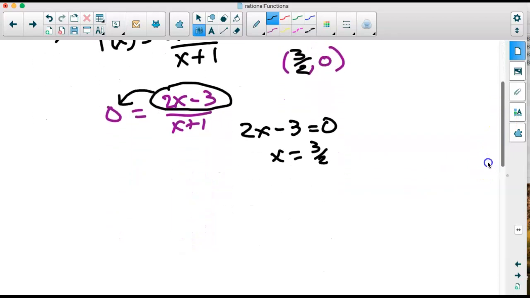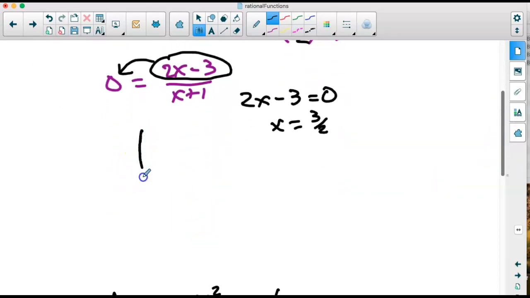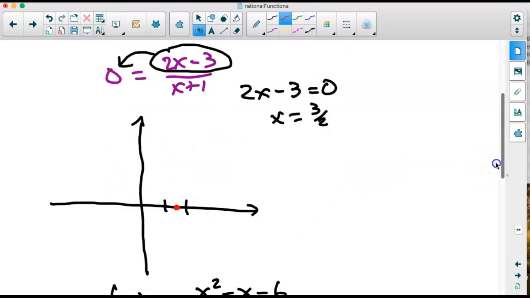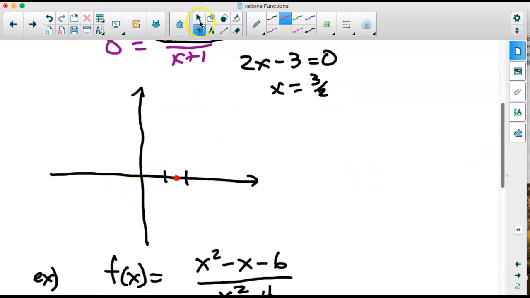Okay, now we can draw a sketch of this graph. We're just going to draw a little sketch. I don't have graph paper, so we'll do the best we can here. We know x equals 3/2, so that's 1.5. That's going to be our x-intercept, so it's going to cross right here. We know it's going to cross at (0, negative 3), so down at negative 3. It's going to cross there.